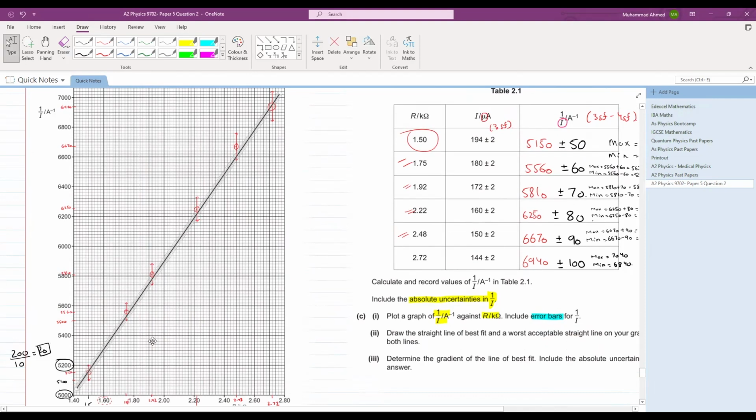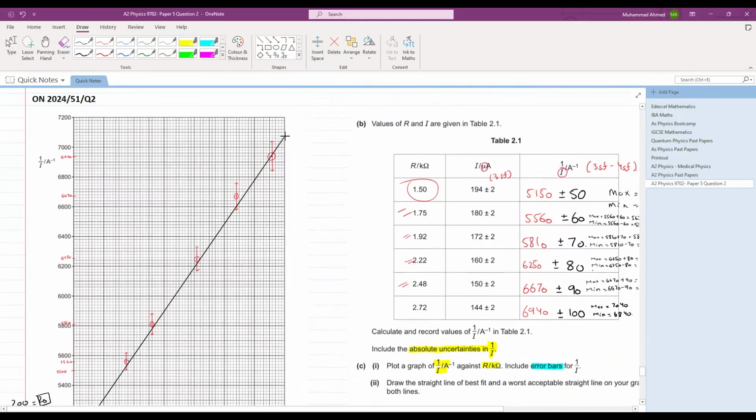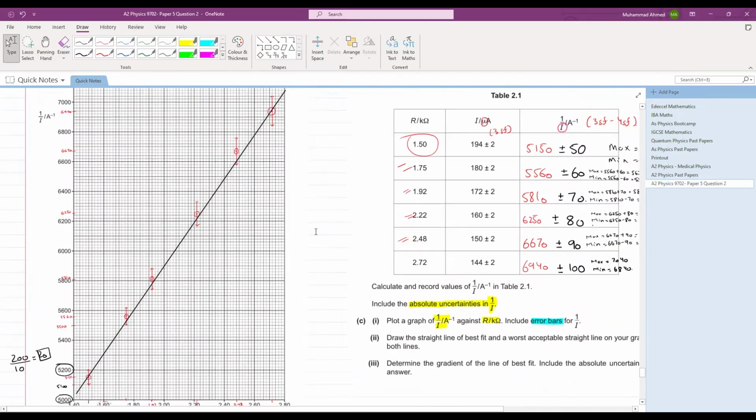Because it only has points above the line. Can you see it only has points above the line? This cannot be your line of best fit. Your line of best fit is a line that passes through maximum number of points and has an equal number of points above and below. So there are two criteria for line of best fit. Listen carefully.